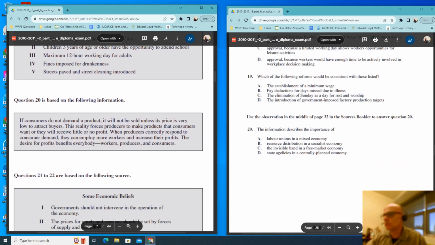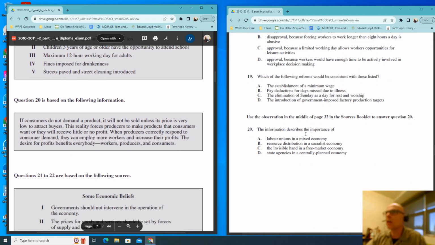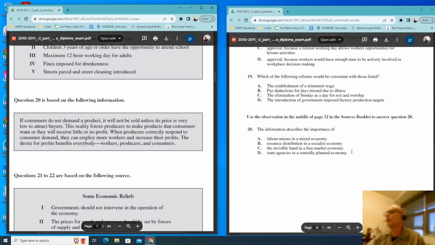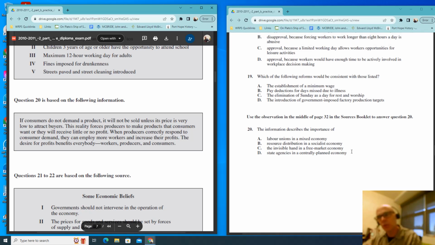Number 20. The information describes the importance of labor unions, resource distribution, invisible hand, centrally planned economy. So there's some key terms there, but now we're going to apply them to a writing. By the end of the course, you should be able to differentiate between a mixed economy, a free market, a centrally planned, and a socialist economy. You need to know what an invisible hand is or what a labor union is. If consumers do not demand a product, it will not be sold. Answer is the invisible hand, right?